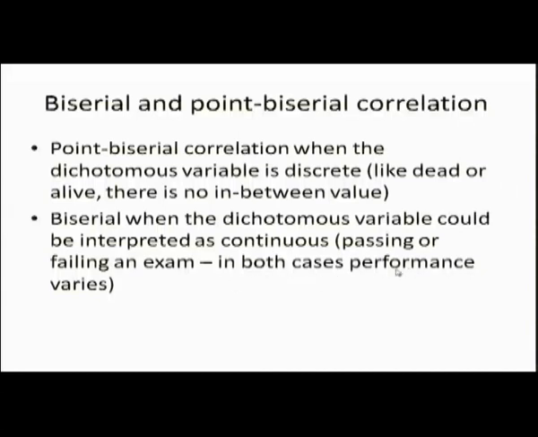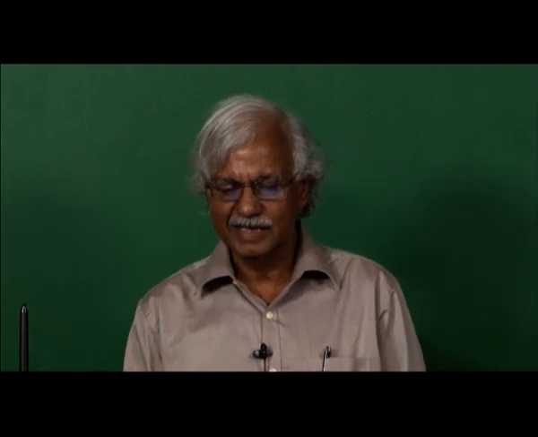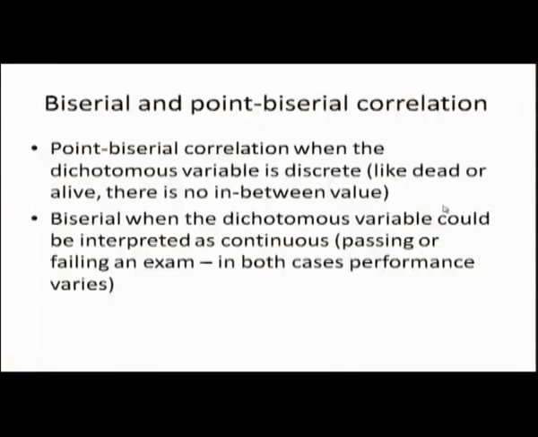So, there is some kind of continuity, there we calculate biserial. If we treat dichotomous variables as dichotomous only, pass, fail, and we do not consider the continuity aspect of that, like dead or alive. Dead or alive, this is a perfect case for dichotomous variable. There cannot be any situation between death and life.